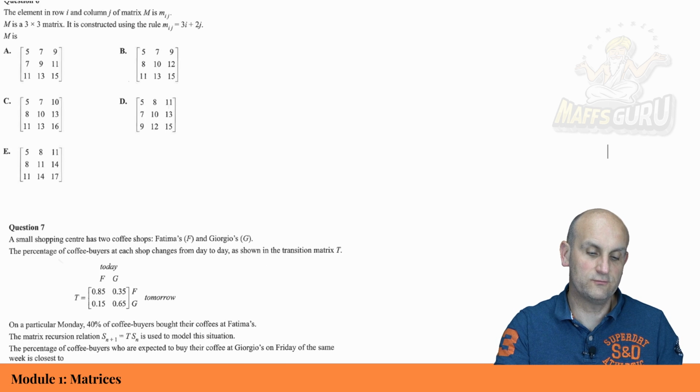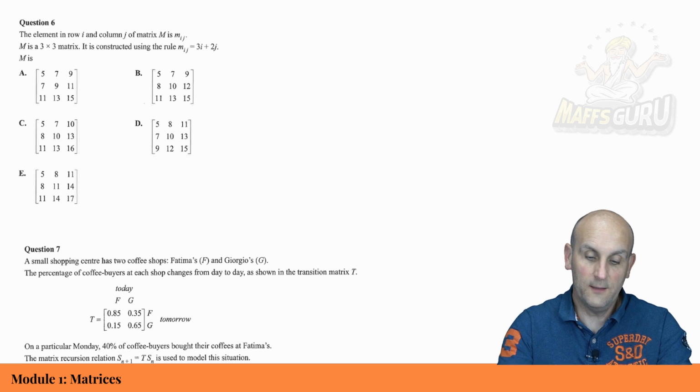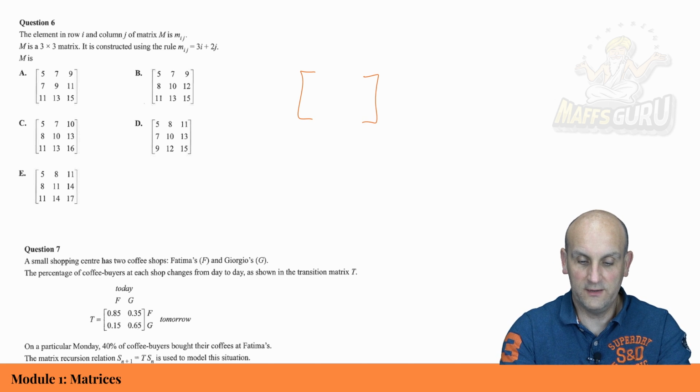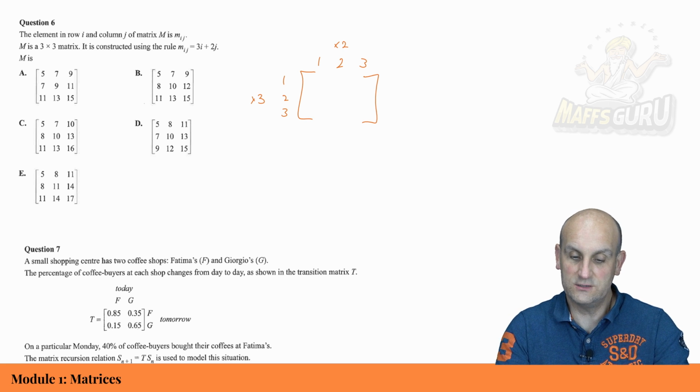The elements in this row are... again, these questions come up all the time, and I have to say I quite like them. What I tend to do here is do a 3x3 matrix, 1, 2, and 3. Those are my rows. 1, 2, 3, there are my columns. And it says the rows are multiplied by 3, and the columns are multiplied by 2. Okay, well, that's fine. Let's do that then.